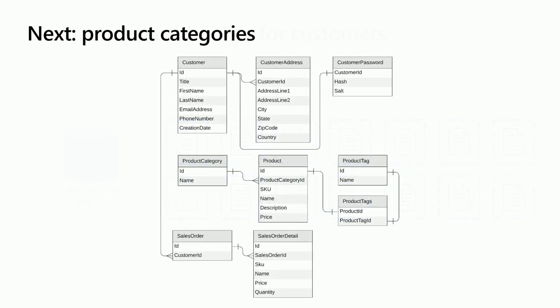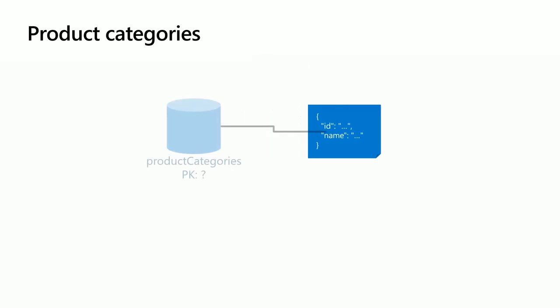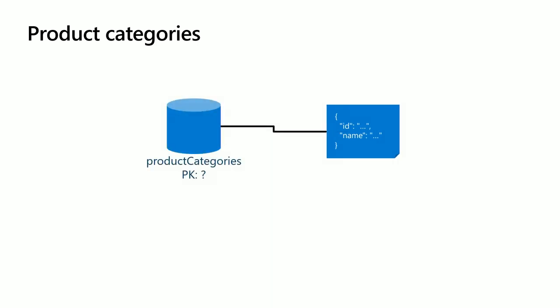Let's switch to our next entity, that is the product categories. I'm going to follow the exact same process. I look at the properties I have to materialize. I put them in a JSON document. Here is just 2 of them, ID and name. I'm going to put that document into a new container, product categories. How do I choose the partition key?